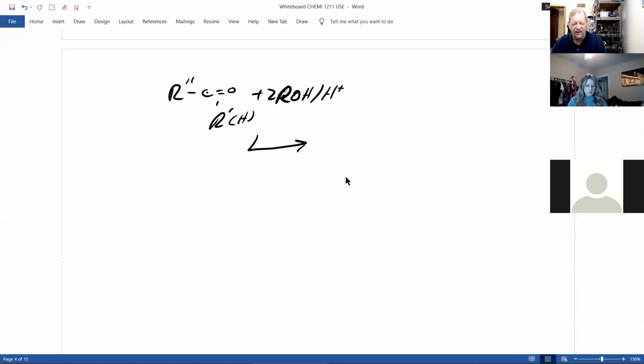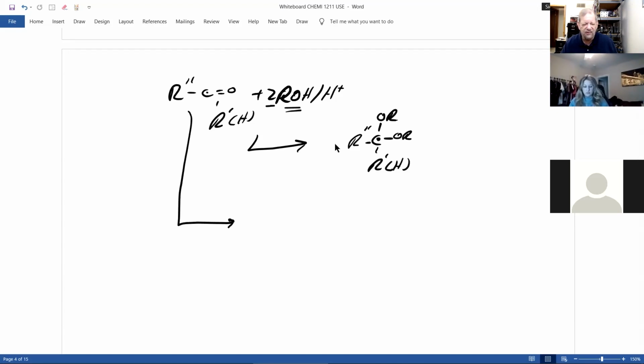Have a ketone or aldehyde. What's attached to the carbonyl carbon will still be there. And on that carbonyl carbon, when you react it with not one, but 2 alcohols, you'll get this hemiacetal or hemiketal. So when we look at this, we say, okay, that's what happens. What I didn't show you is how this goes stepwise. This won't be on a test.